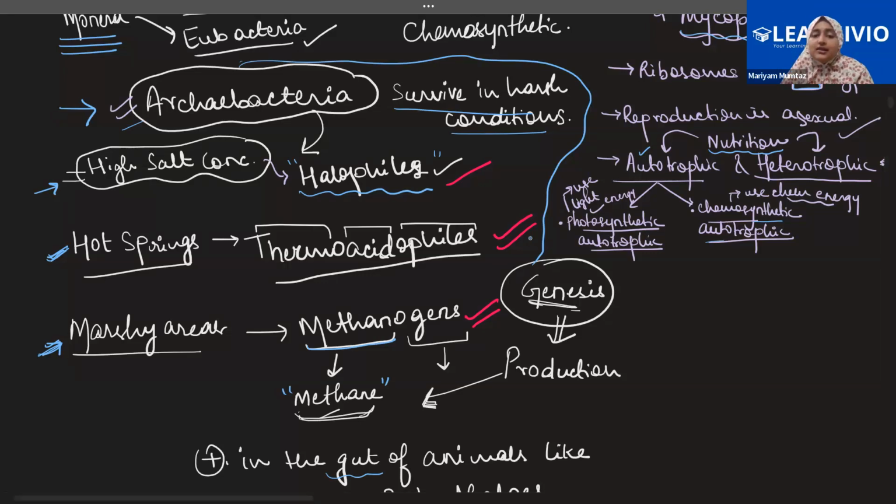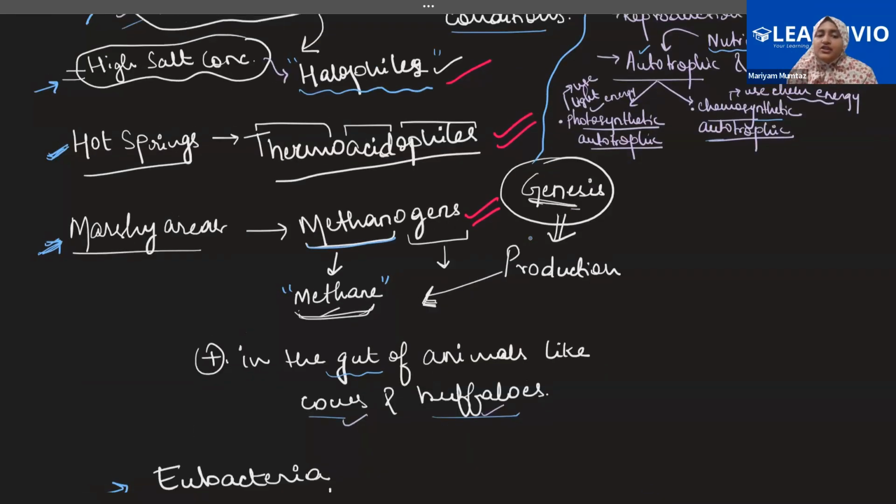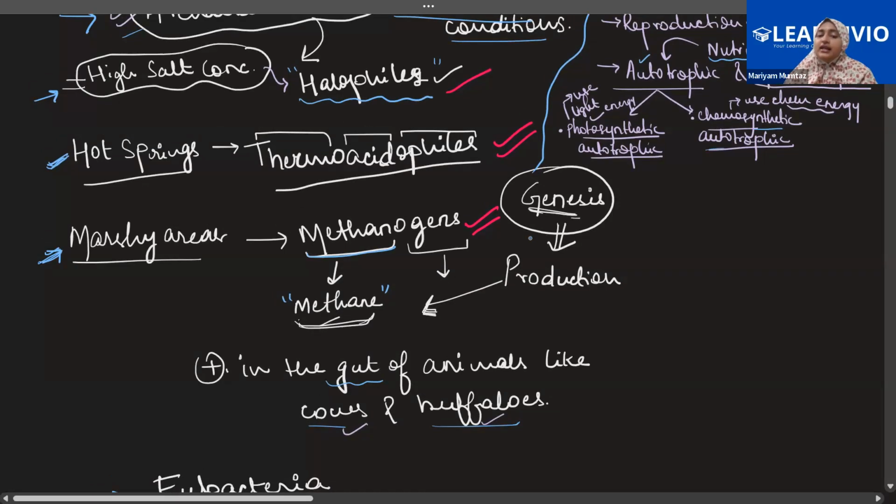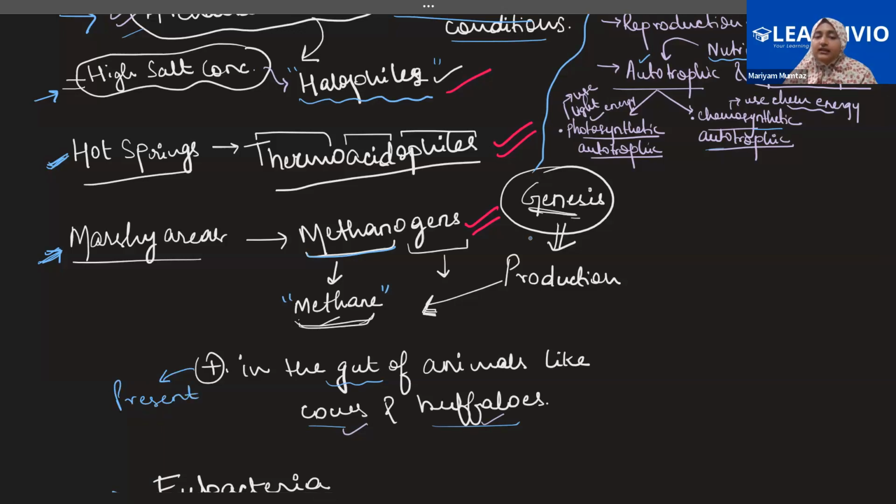Now, methanogens, apart from marshy areas, are also present in the gut. This plus sign means present. They are also present in the gut or digestive system of cows and buffaloes. What they do is that they produce methane. Has anyone ever heard about this thing, methane gas? Or has anyone heard about biogas plant? Anyone?